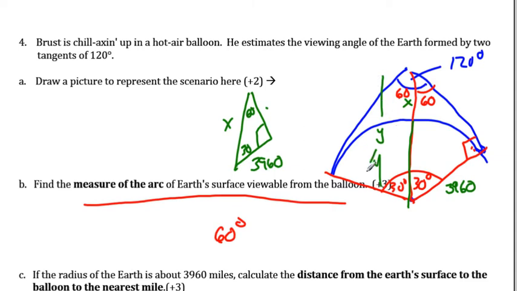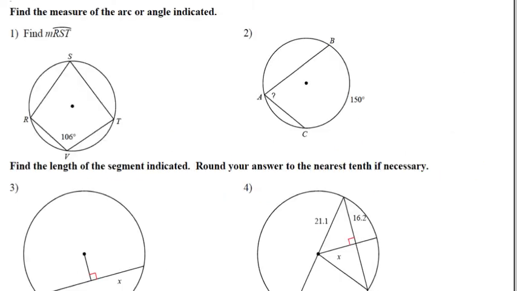And then once you have that, that's the entire hypotenuse. You can subtract 3960 because you know that's this piece right here. And that'll leave you with the distance from the Earth's surface to the balloon. There you go. It's all Pythagorean theorem for the application problems. Now let's look at some regular basic skill problems.